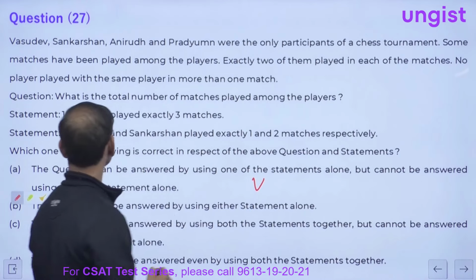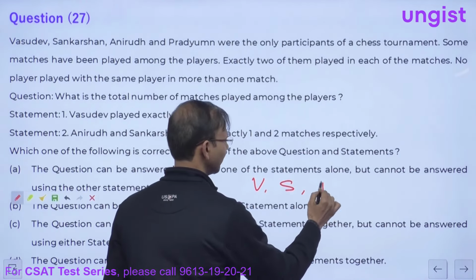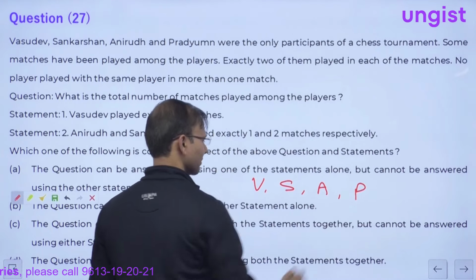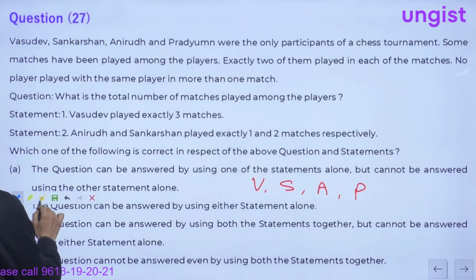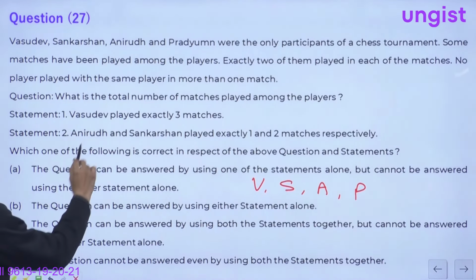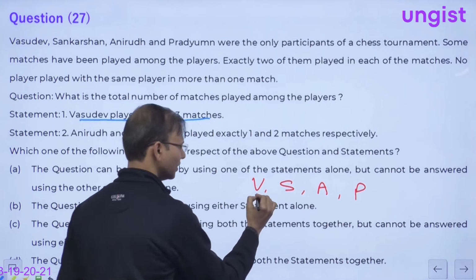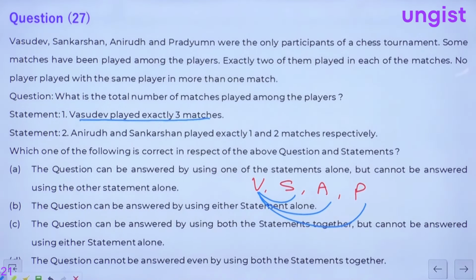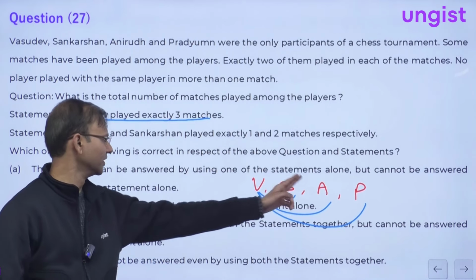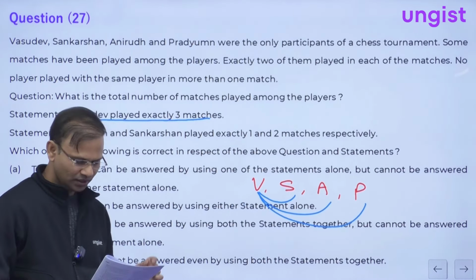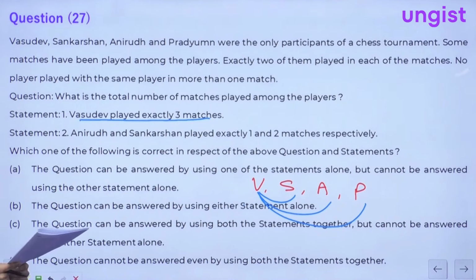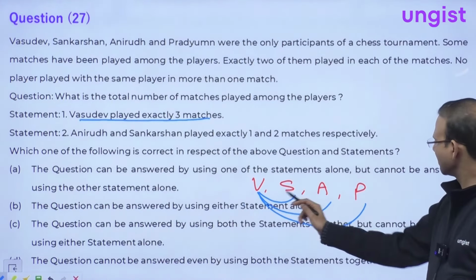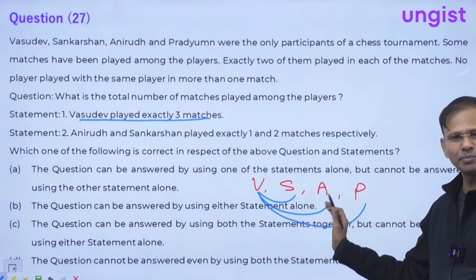Vasudevan, Shankaran, Pradyumna, Anirudh: V, S, P, A. Now guys, the first statement says Vasudevan played exactly three matches. So let's say Vasudevan is playing three matches: first he played with S, then with A, then with P. Clear? The second statement says Anirudh and Shankaran played exactly one and two matches. Guys, Anirudh, when Vasudevan is playing with Anirudh, has played one match. I am talking about the second statement alone.